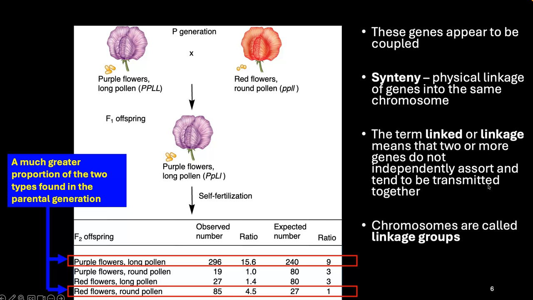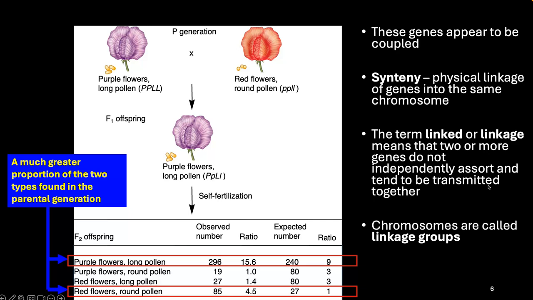So what explains this? The genes for flower color and pollen shape are physically linked on a chromosome. These two genes occur on the same chromosome and likely reasonably close to one another. Thus, they are inherited together instead of independently. So in our example here, we see way more of the non-recombinant phenotypes, which are those that match the parents here and match the parents here, compared to the recombinants.